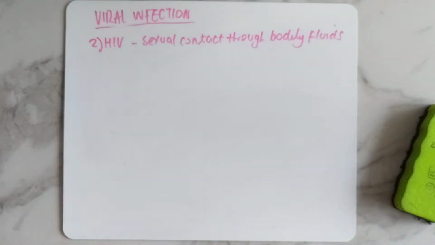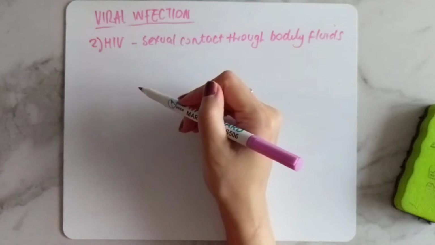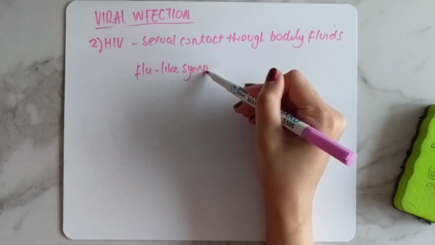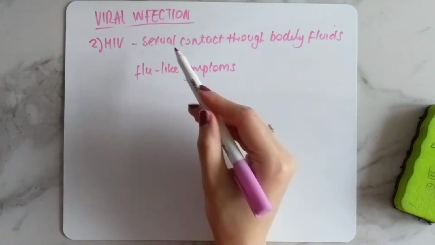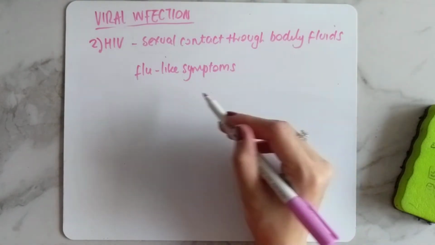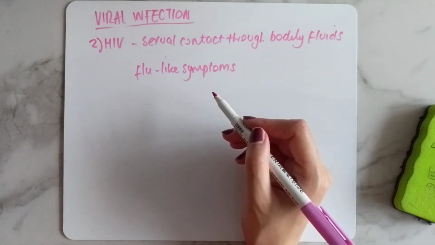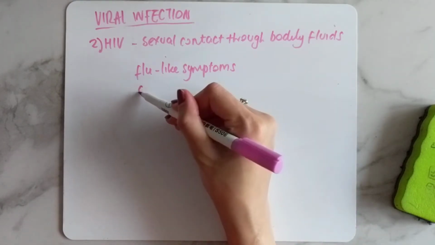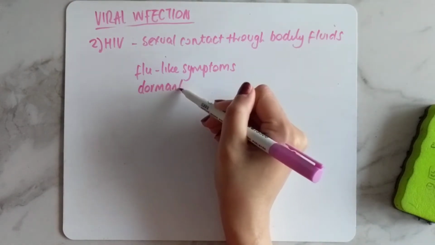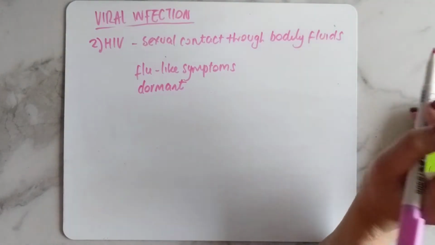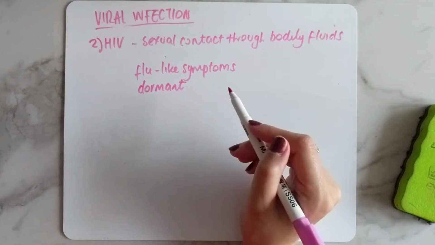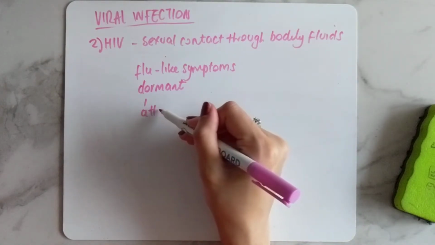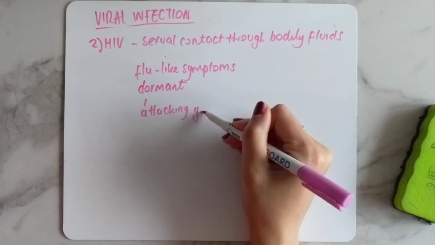So with HIV then, what happens is you would get flu-like symptoms at first. So you may think that you've got the flu, but these symptoms would eventually go away. So you might not think anything more of it. But HIV actually lies dormant. So you don't see it or feel it doing anything, but actually behind the scenes, what it's doing is attacking your immune system, but you wouldn't know it.